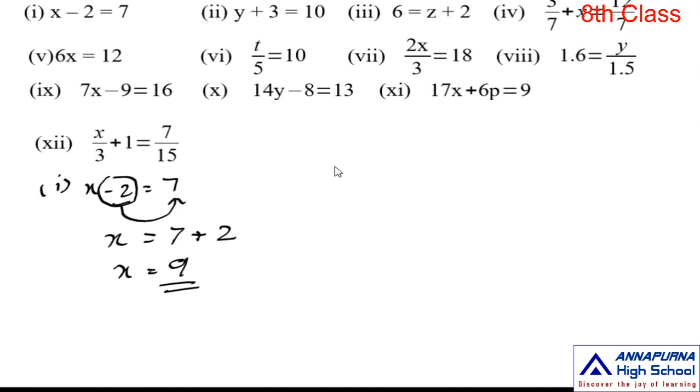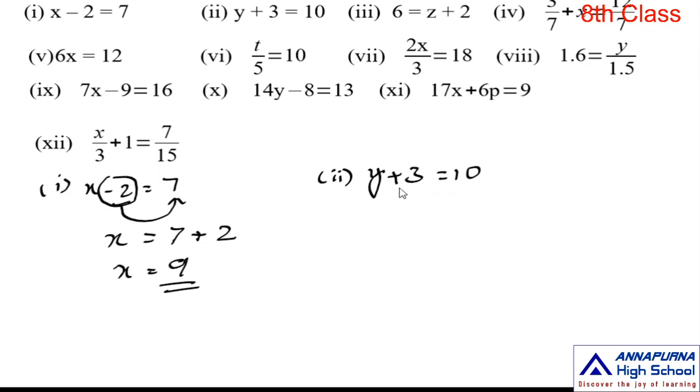In the same way, the second equation is y plus 3 is equal to 10. Observe how many terms there are in this equation. Totally 3 terms: one is the y term and two are constant terms. So two constant terms and one variable term. On the left side we have one variable term and one constant. On the right side we have only one term, that is a constant.